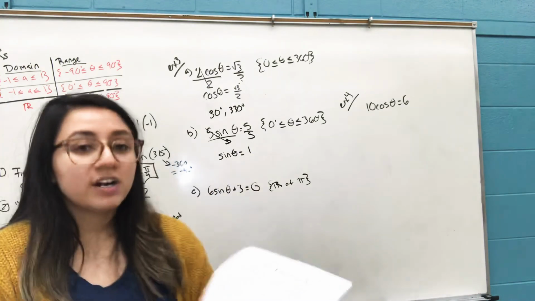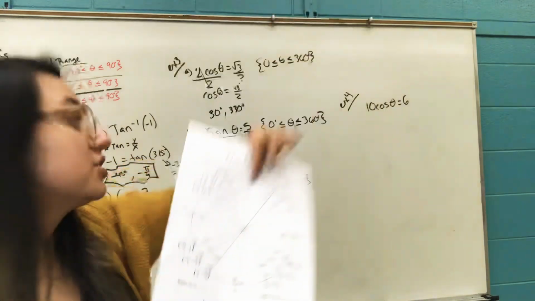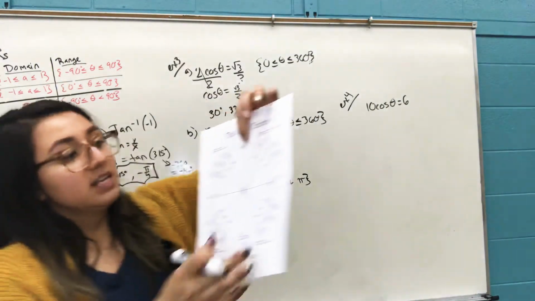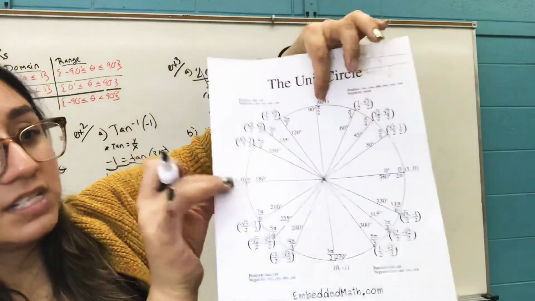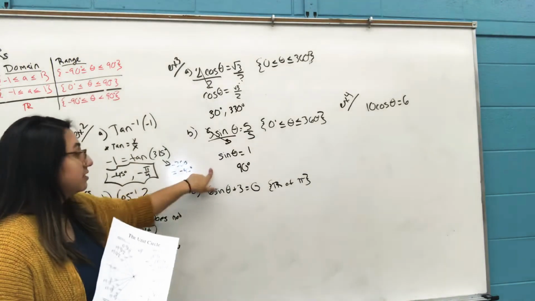If we look at charts, sine is considered your y coordinate. That would be here. And that degree is 90 degrees. If you go back around, it has to be a positive 1, and that's only 90 degrees.